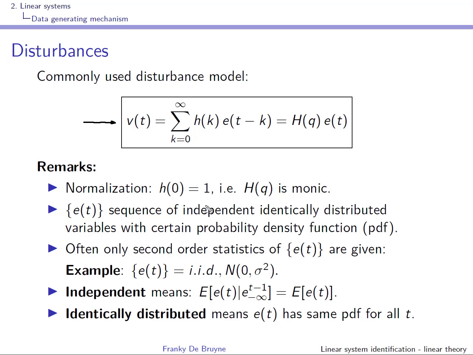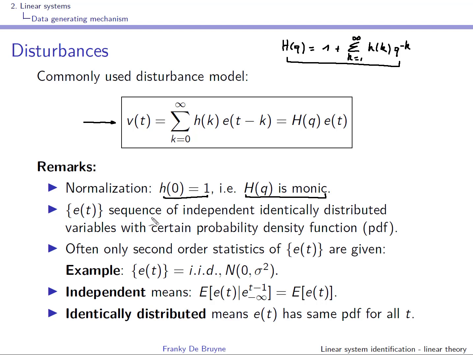In that particular course we had also made a normalization, and we'll make it also. We'll say that the first element of the impulse response of the noise model is 1, so that we can write h of q, the transfer function, as 1 plus a sum ranging from 1 to infinity of h of k, q minus k. So this leads to an h of q, a noise model that is monic. Monicity is also a concept that we've used in the course of digital control.